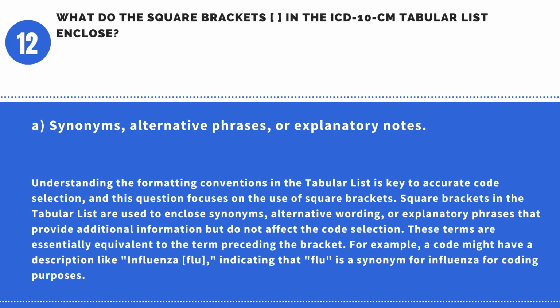Answer: A. Synonyms, alternative phrases, or explanatory notes. Understanding the formatting conventions in the tabular list is key to accurate code selection, and this question focuses on the use of square brackets. Square brackets in the tabular list are used to enclose synonyms, alternative wording, or explanatory phrases that provide additional information but do not affect the code selection. These terms are essentially equivalent to the term preceding the bracket. For example, a code might have a description like influenza, flu, indicating that flu is a synonym for influenza for coding purposes.